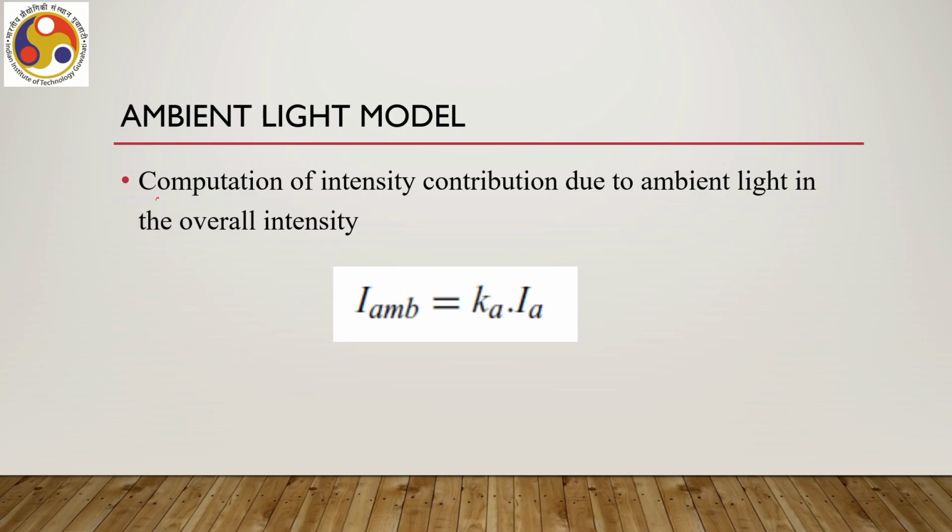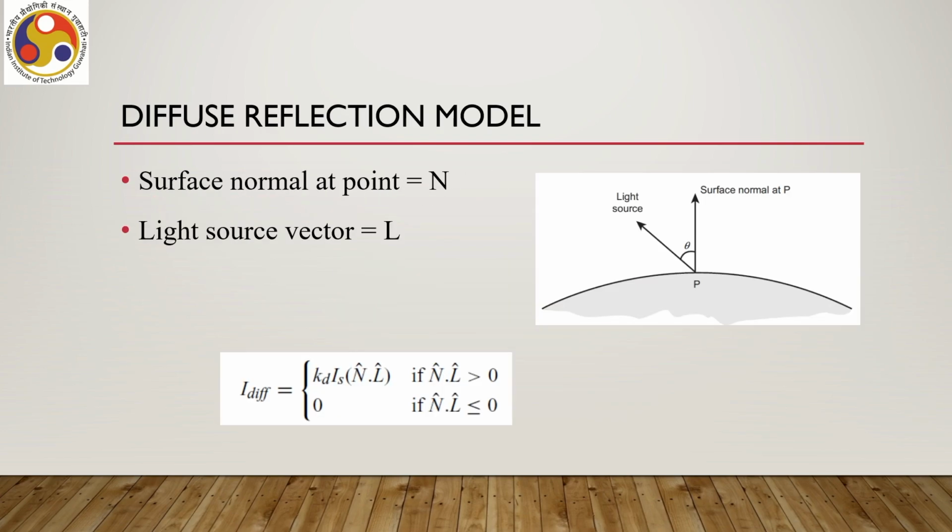Now, to compute the intensity contribution due to the ambient light, what we need to do is simply multiply the ambient light intensity falling on the surface point with the reflectivity for the ambient light, that is Ka, to get the fraction of the ambient light that comes to the viewer's eye. So, this is Ia_reflected equal to Ka Ia.